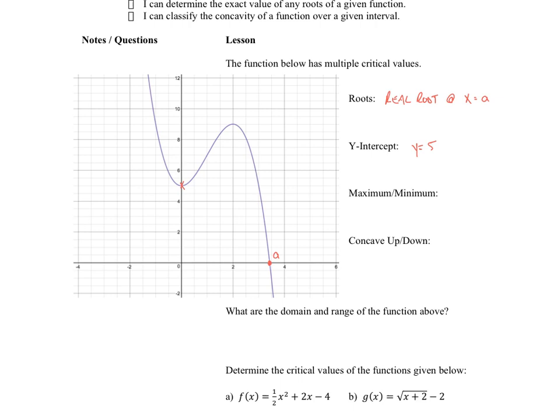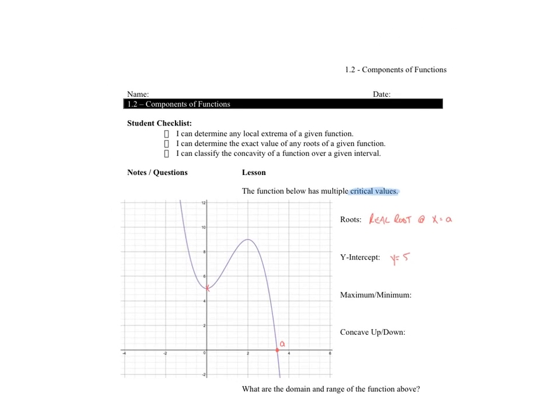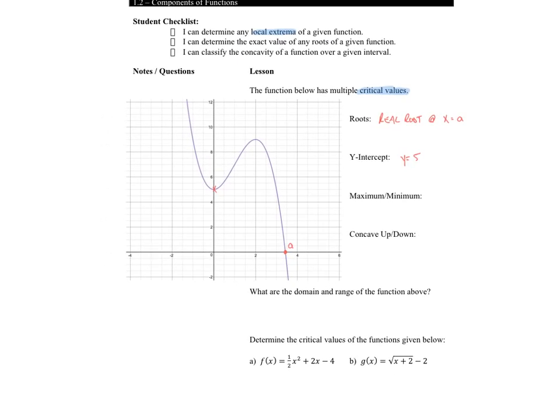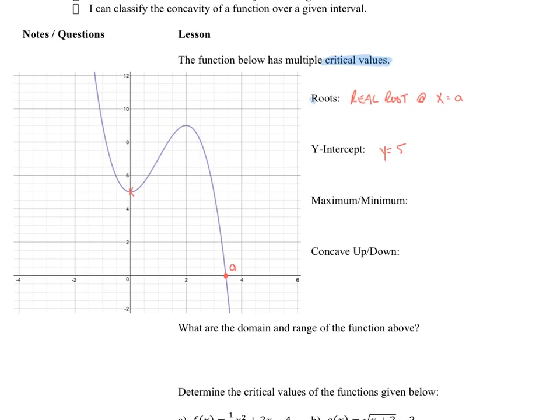Now when we're talking about critical values, what I'm talking about, that's the same thing as when I mentioned local extrema. I'm talking about two specific things in this case. I'm talking about roots. Roots are critical values. And I'm talking about maximums and minimums. Those are also critical values. And extrema, because they're extreme points where something really unique is happening to that function.